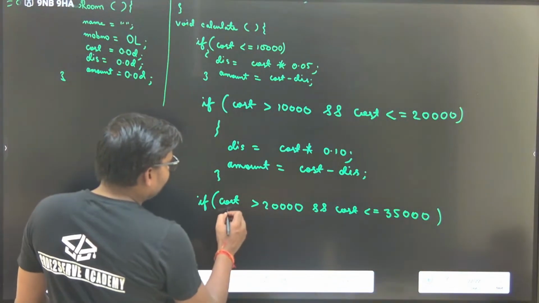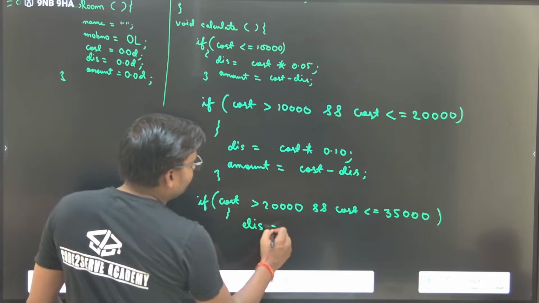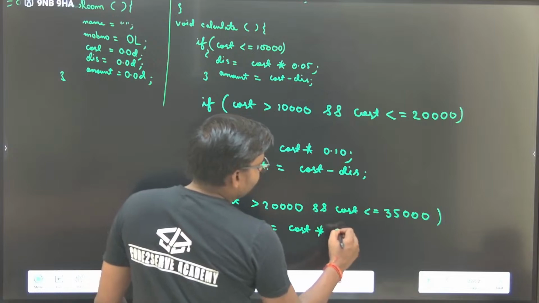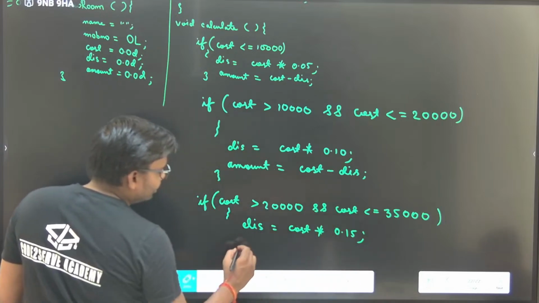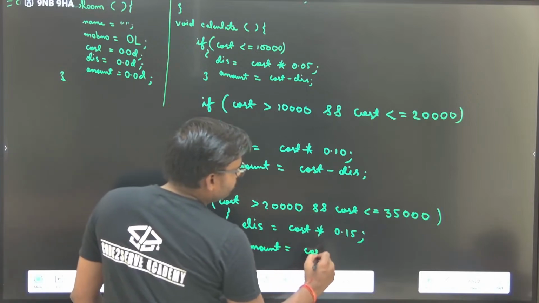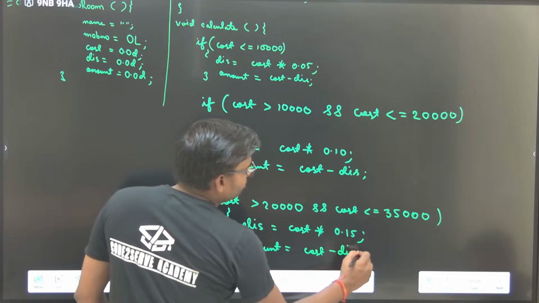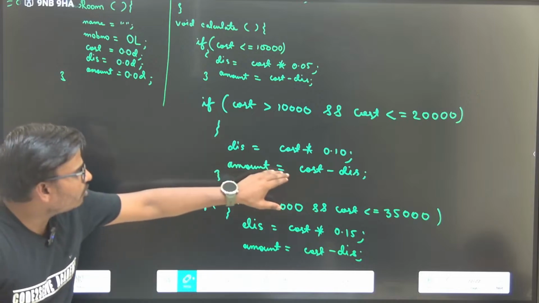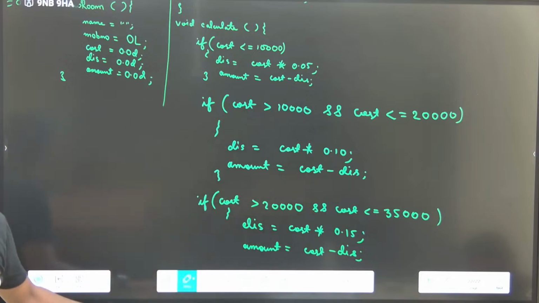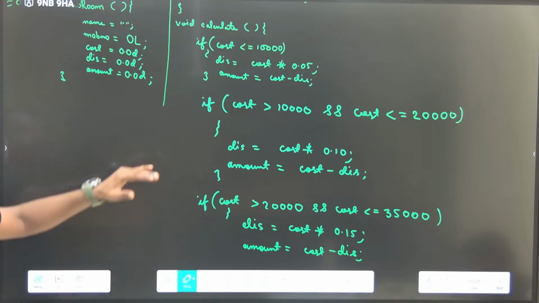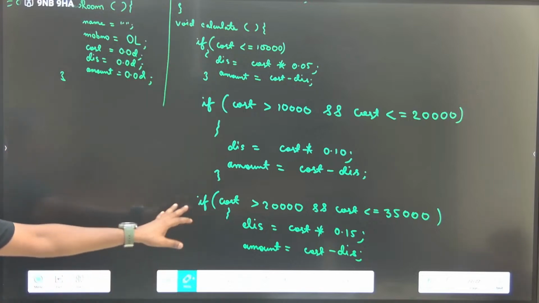Then the discount will be equal to cost into 0.15, and the amount will be cost minus discount. See, whatever logic we are writing, you could have also written the amount is equal to cost minus discount at the later part. That means you won't have to write again and again. This way also you can do. And if you want to write it in every go, that is also okay.